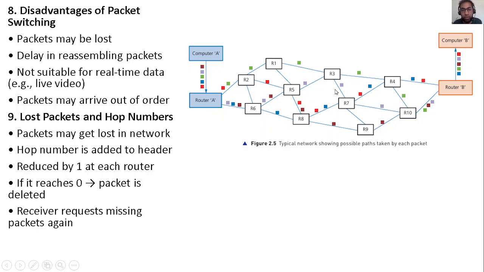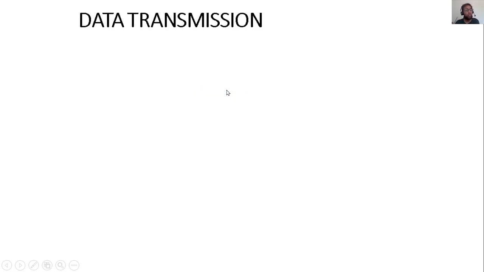Once the hop number becomes 0, it means the packet is not reaching the right destination where it should reach. If it's not reaching, then the receiver requests that some packets have not arrived yet. So the receiver requests the missing packets again, and the sender resends those packets. How it resends, there is a mechanism behind that.